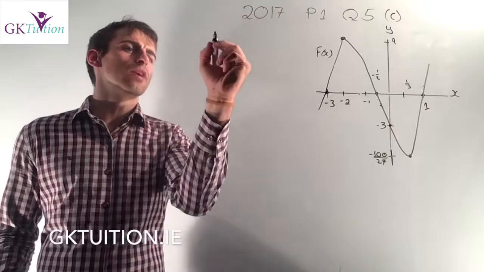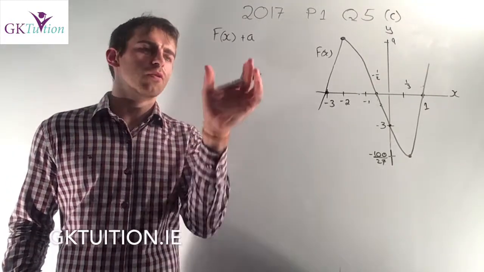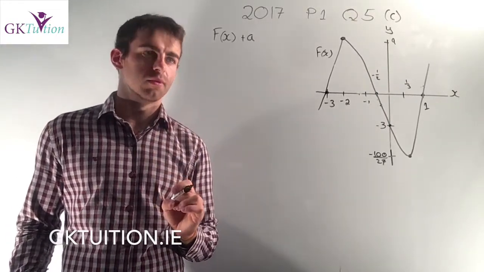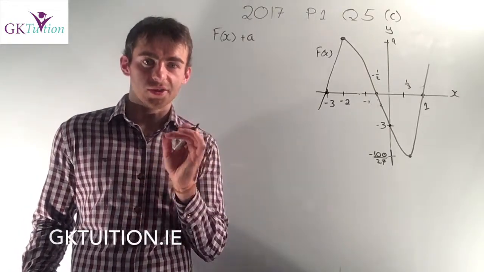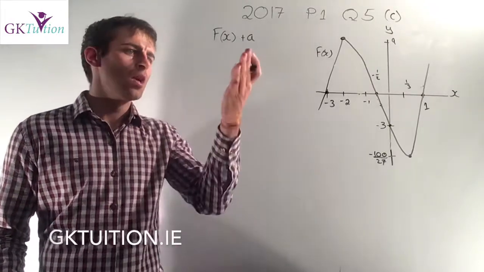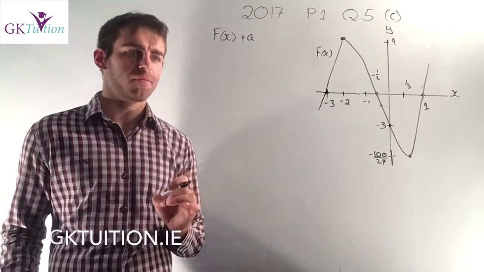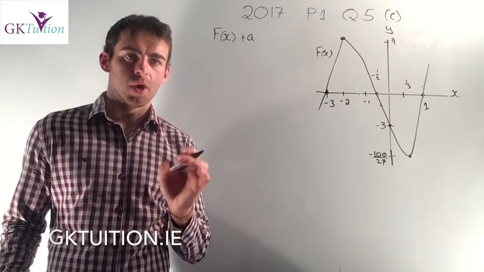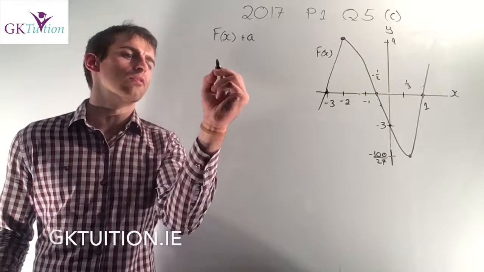Now the next part of the question says, find the range of values of a for which f(x) + a has only one real root. First of all, if a question asks you to find a range of values, that means your answer is an inequality. Range is another word for inequality. So what number do I need to add or subtract to this graph in order for the function to have only one real root? Well, there are two separate scenarios in this case. There are two separate answers. So let's consider scenario 1.